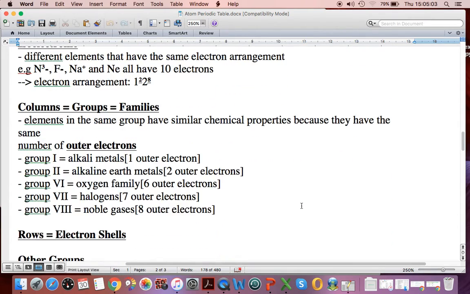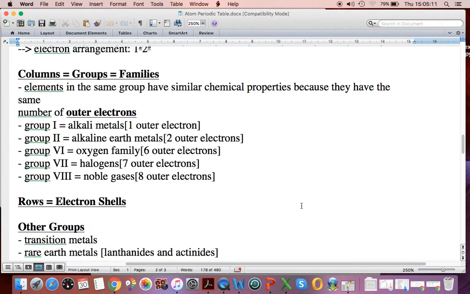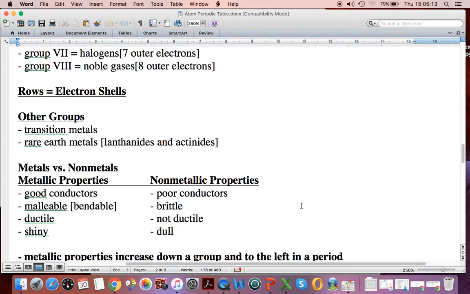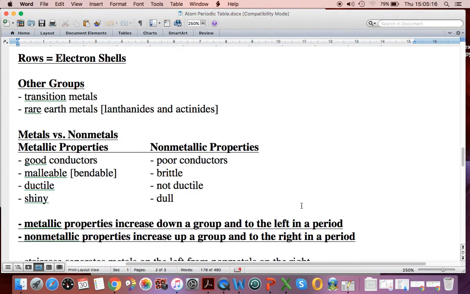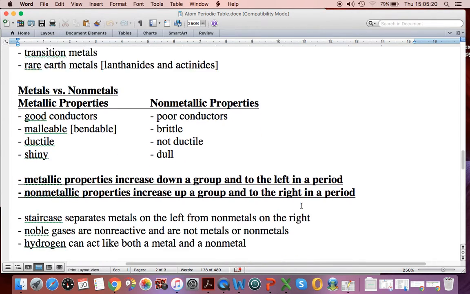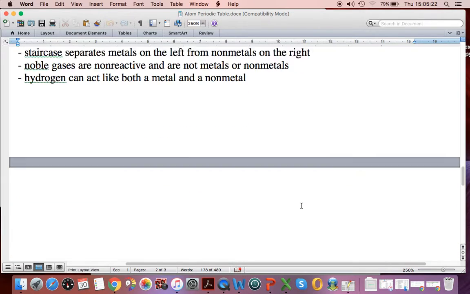You should know the difference between a period and a group, and you should know that columns and groups and families are referring to the same thing, whereas rows refer to electron shells. You should know the names of the groups. You should know the properties of metals versus nonmetals and the trends. That's all from yesterday as well.